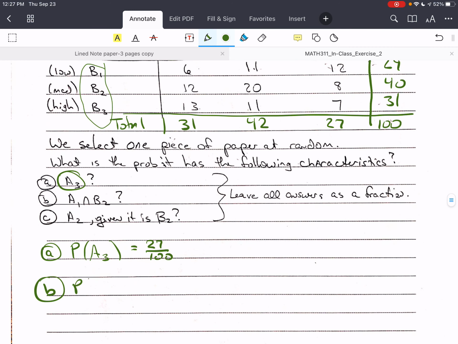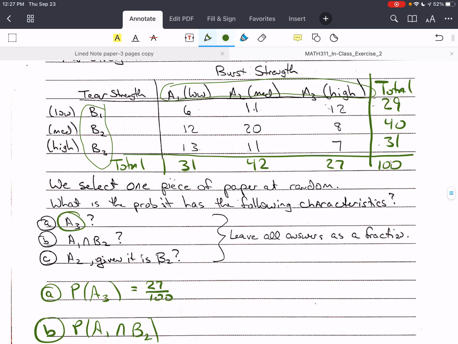Number 2, the probability of A1 and B2. Well, now we have A1 here, and we have B2 here, and where they intersect is 12. So this is just simply going to be 12 over 100.